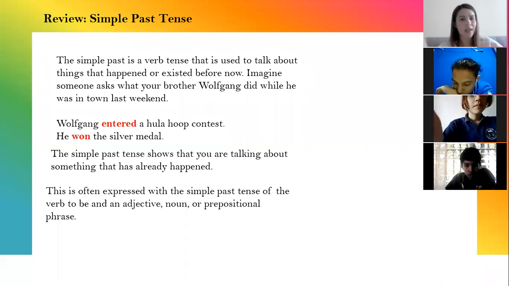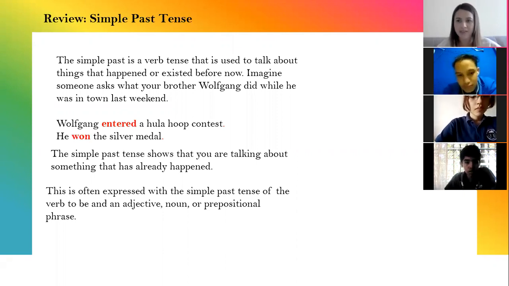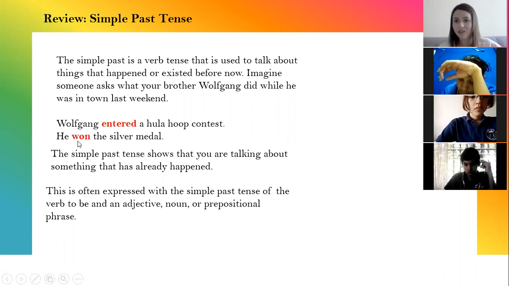win. Win. ¿Es un verbo regular o es un verbo irregular? ¿Regular o irregular verb? Regular. Irregular. Why is irregular? We don't need to add an ed. Irregular. And the pronunciation, the spelling of the verb and the pronunciation actually change. The sentence says, Wolfgang entered a hula hoop contest.